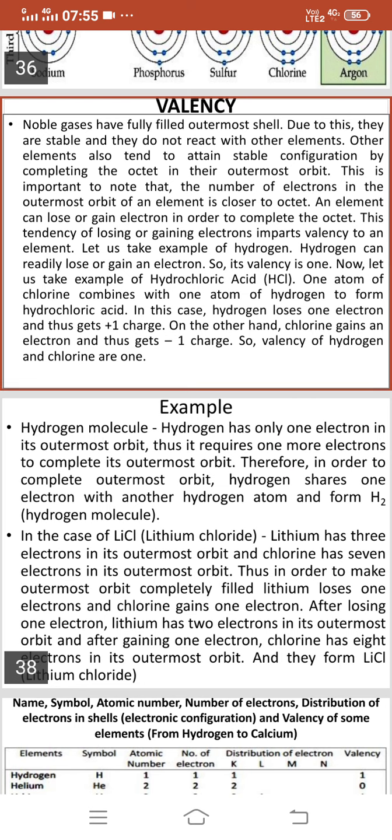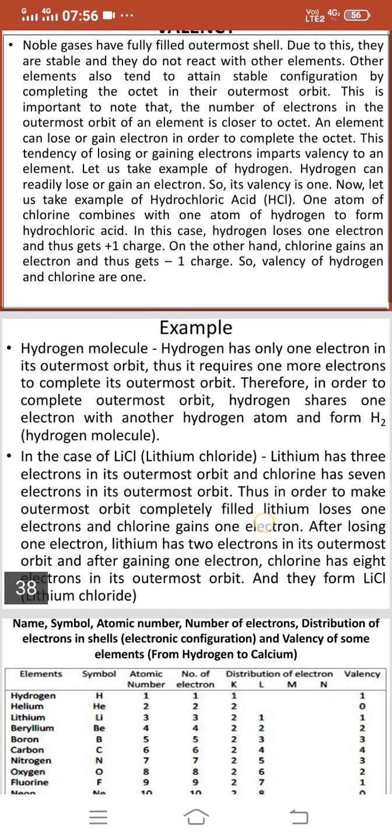Example, the hydrogen molecule. If you see the hydrogen molecule, that is H2. Hydrogen has only one electron in its outermost orbit. Thus, it requires one more electron to complete its outermost orbit. Therefore, in order to complete the outermost orbit, hydrogen shares one electron with another hydrogen atom and forms the H2 molecule.